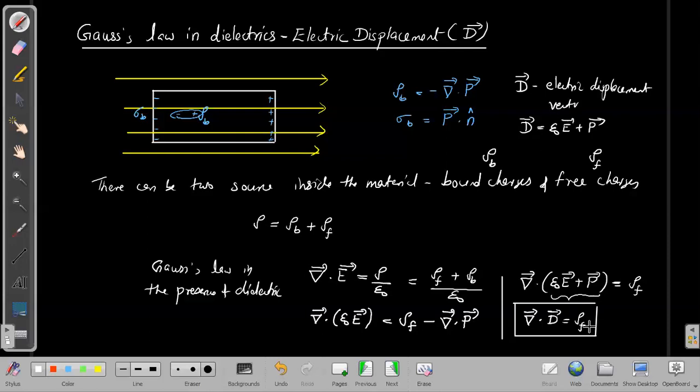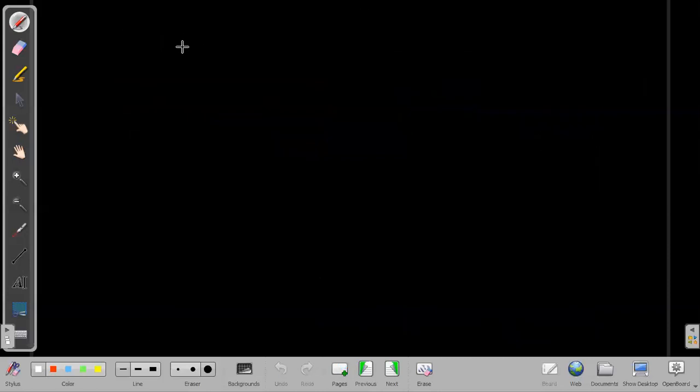So it is always useful to write our Gauss's law in terms of this electric displacement. Finally, in terms of electric displacement, our Gauss's law can be written as del dot D equal to rho f. That means once you know rho f, we can calculate the divergence of the electric displacement. And what is vector D? Vector D is epsilon 0 E plus P.